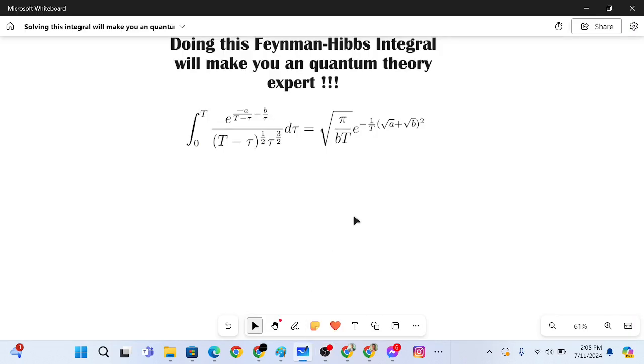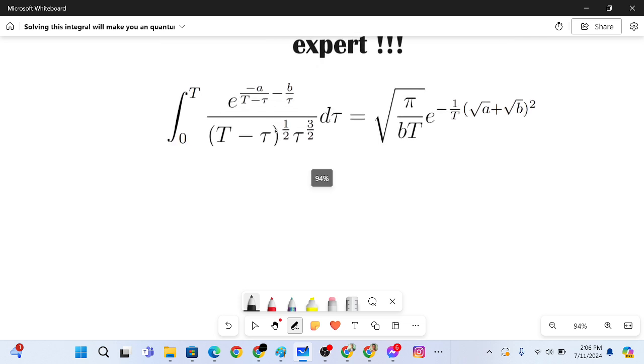Doing this Feynman Hibbs integral will make you a quantum theory expert. So this integral was found in one of the books of Feynman as well as in another quantum theory book of Hibbs. So this is known as the Feynman Hibbs integral, and this has a very elegant answer. Not so elegant, but yeah, it's a nice answer. And in this video we'll see how to solve this one.